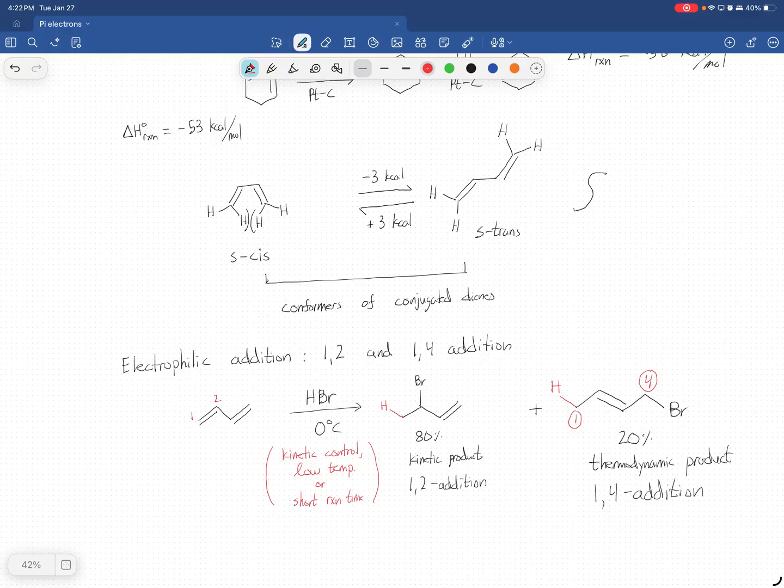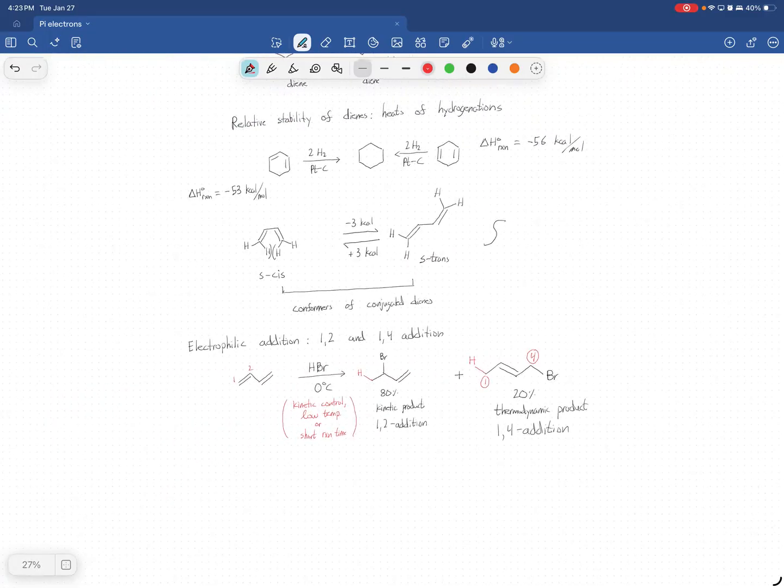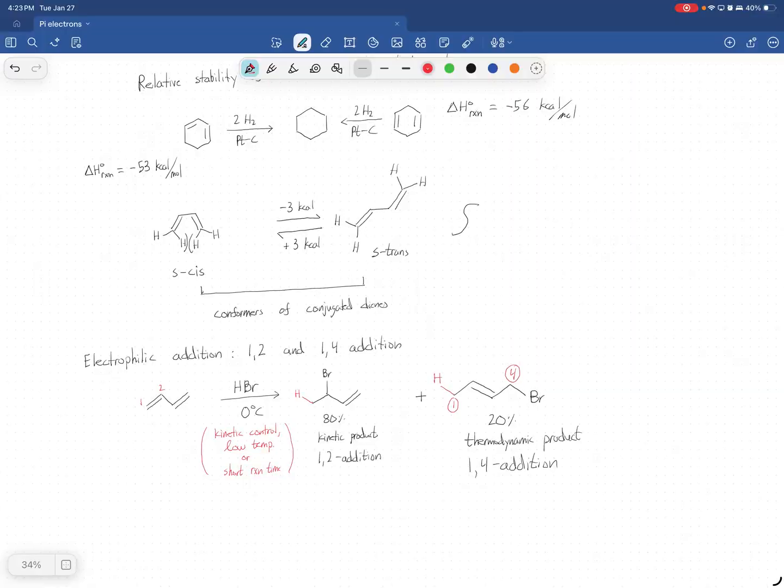Okay. Now we can actually flip the switch here. If we change the temperature, go to longer reaction times, and let the reaction equilibrate back and forth, you can isolate the thermodynamic product in good yield. Okay? Are there any questions? Does anyone need me to go over that again? Are there any questions?